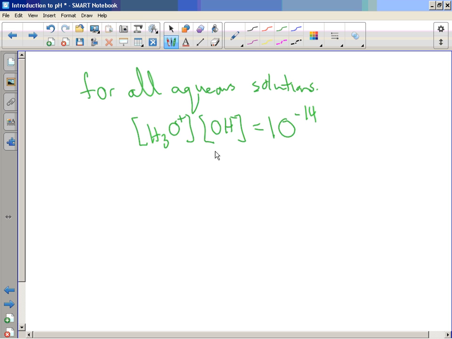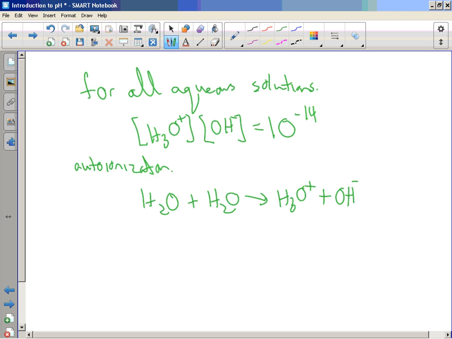The reason it does this is because water can do something called autoionization. Water can do this maneuver, H2O plus H2O to produce H3O plus and OH minus. What that means is, in all aqueous solutions, water itself is playing the game. Remember we talked about the game and how acids are good at getting rid of their H's and bases are good at gathering up H's.